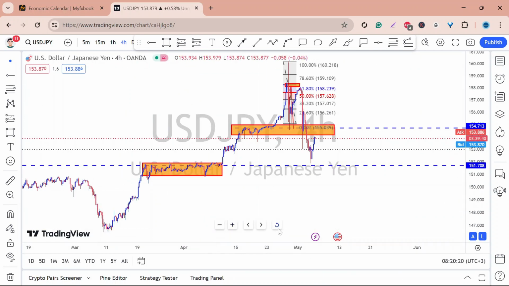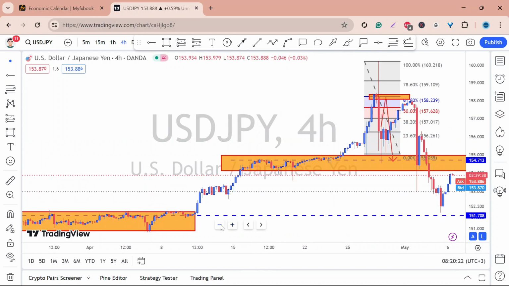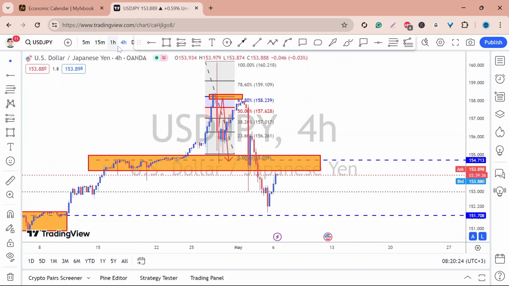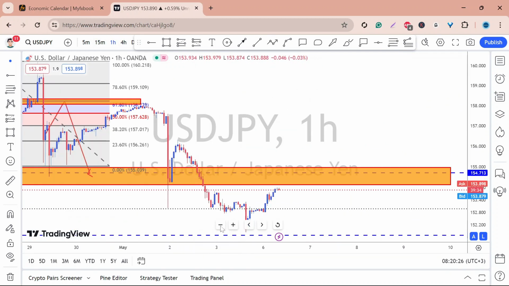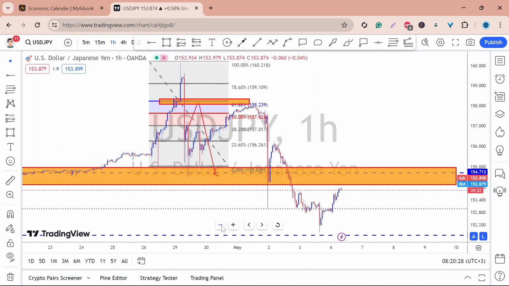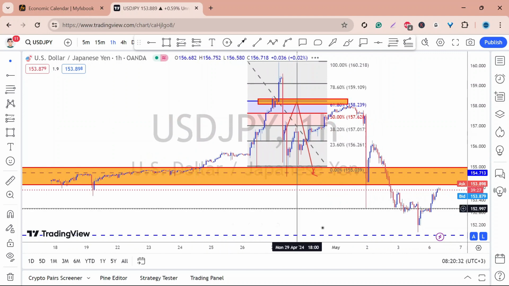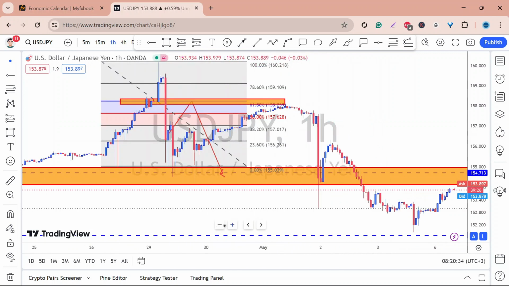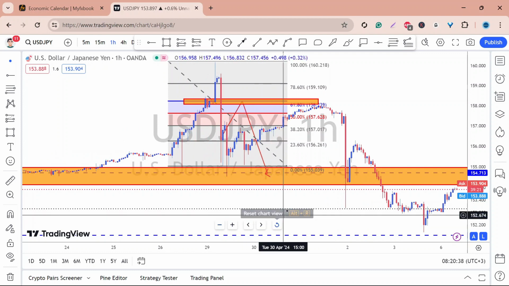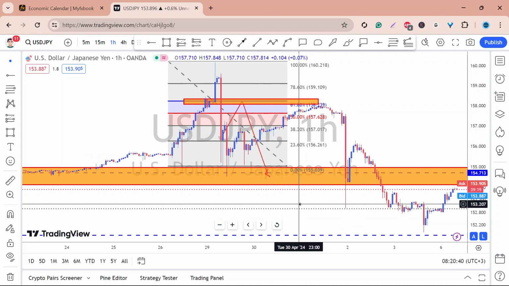USD JPY, if you can refer to my previous video, I was looking at a retracement which happened actually. You can see, you guys, this is very precise. Although I did not manage to take any position on USD JPY, but this was very precise analysis.